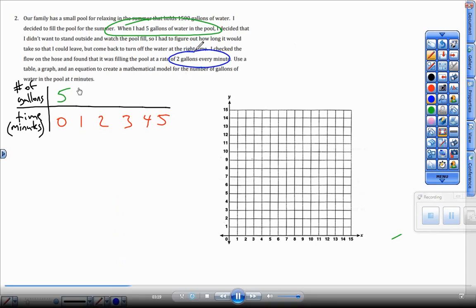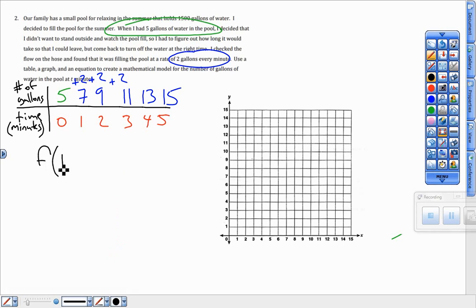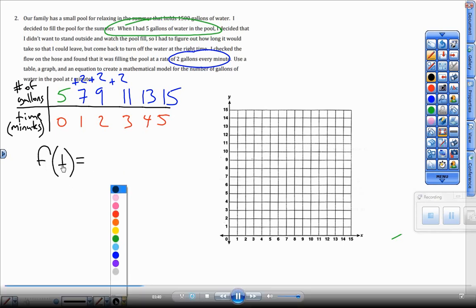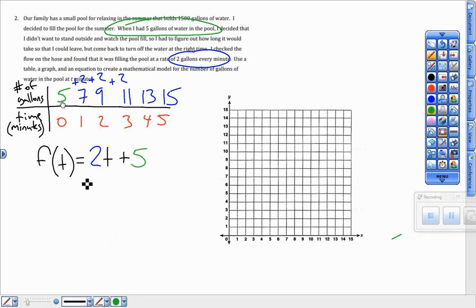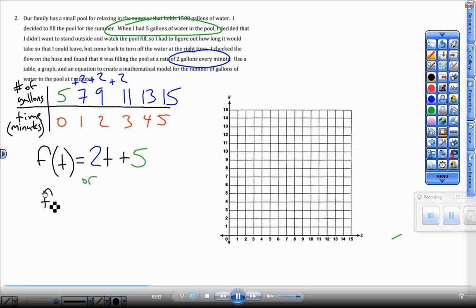And then I am adding 2 gallons every minute. Plus 2, that's my common difference. Plus 2, plus 2. So it's going to be 7. Plus 2 gives me 9. Plus 2 gives me 11. Plus 2, 13. Plus 2, 15. Because this is a situation where the hose is continuously pouring into the pool, we're going to use the explicit function using t. So f of t equals the common difference 2 times t plus the 0 term 5. Or I could also use f of t equals 2 times t minus 1 and shift over plus 7. Either one of those. This is definitely explicit.